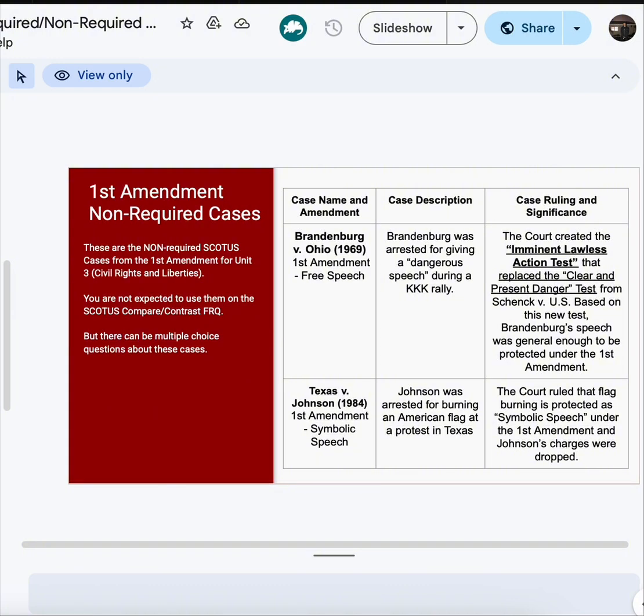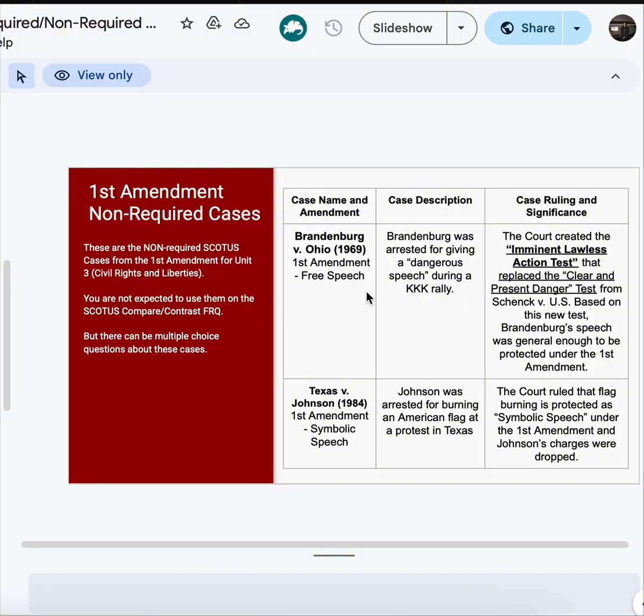And the Supreme Court ruled that the government couldn't punish speech unless it was directed at inciting immediate illegal action, and it was likely to produce such an action. So the case replaced the older clear and present danger test from Schenck, one of the cases that we reviewed yesterday, with the imminent lawless action test, which provides stronger protection for speech.